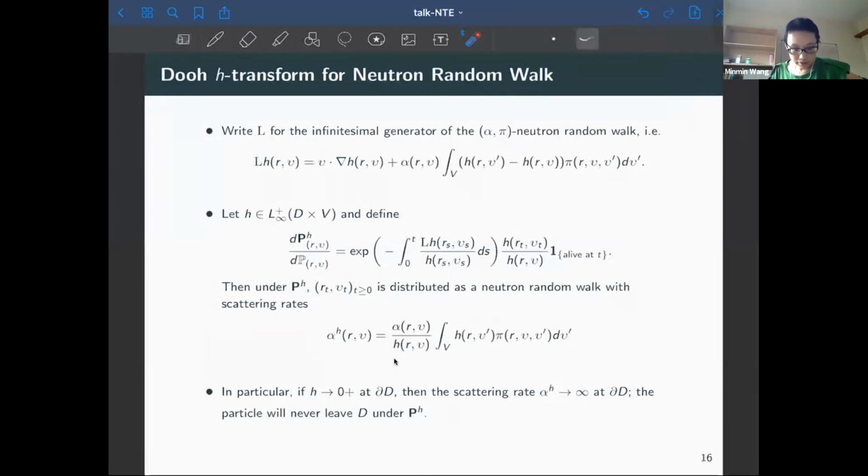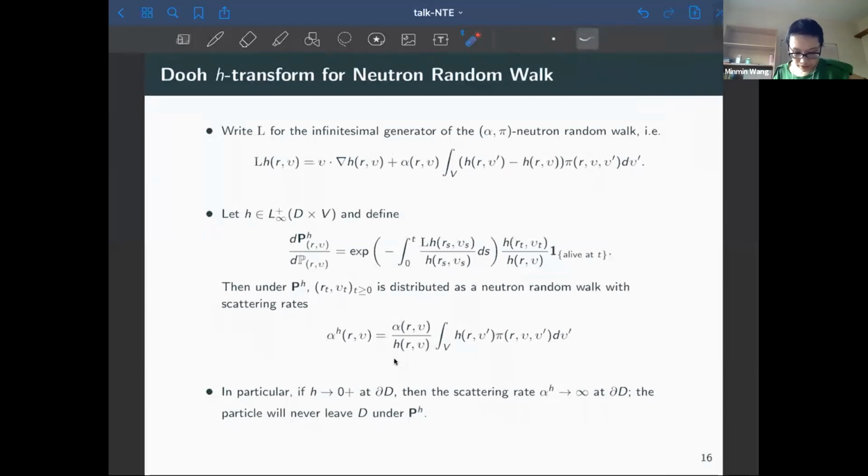In particular, because h appears in the denominator here, if you let h go to 0 at the boundary, it means the scattering rate alpha_h will diverge to infinity at the boundary. So the particle will almost surely turn around before hitting the boundary. This ensures the particle will never leave the domain under this new probability.